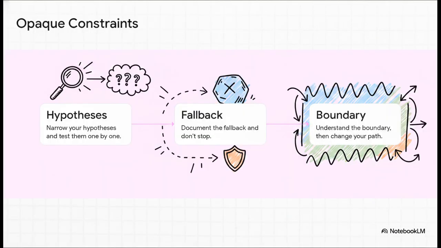This brilliantly illustrates our final lesson today. When platform errors are totally meaningless, don't just fixate and blindly retry the same call hoping it magically works. Systematically test your hypotheses. Document your fallbacks so you can keep your momentum going. You really have to understand the boundary of the platform you're using and figure out how to navigate around it.